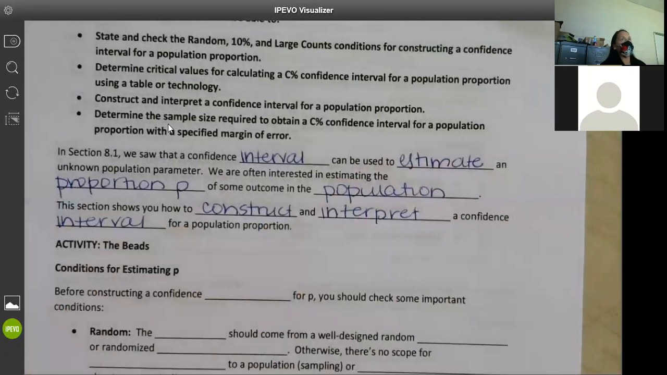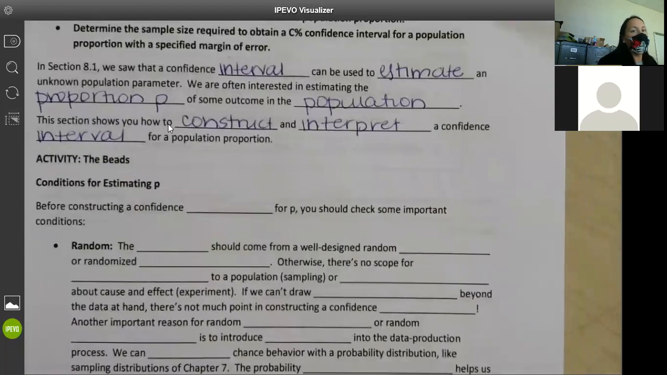So we're supposed to do an activity with beads. Again, we're not doing those because of COVID. You guys can go look at that if you want to, but everything that they do in that activity is explained within the notes.